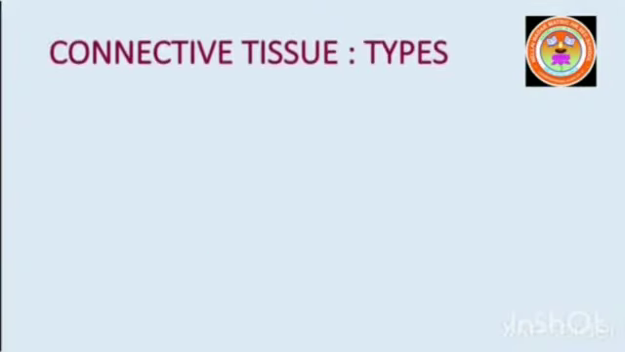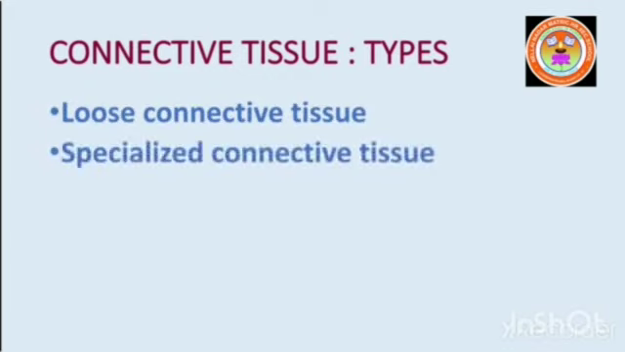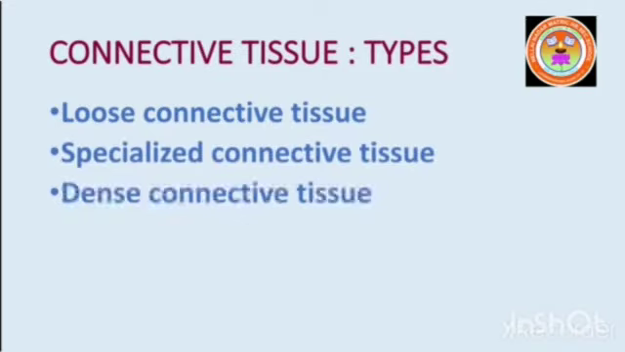Now let us see the types of connective tissue. They are of three types. They are loose connective tissue, specialized connective tissue, and dense connective tissue.